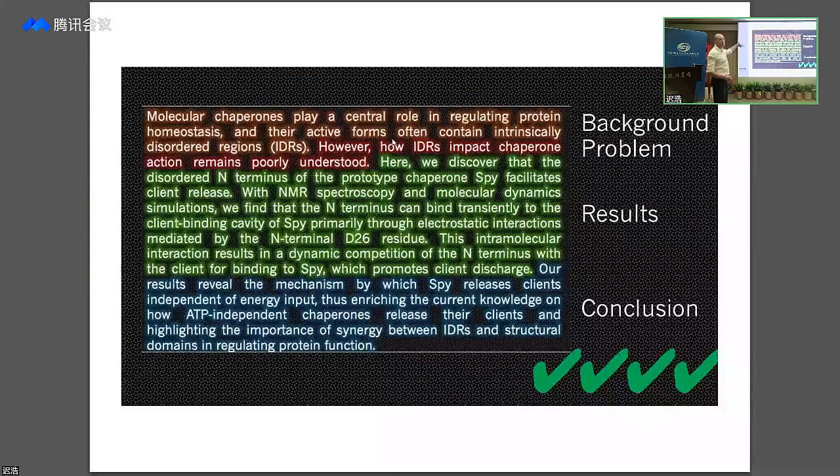We don't have to read through, you can have a look later on, but you can see this abstract contains background, it contains a problem statement, yeah. "However, how IDRs impact chaperone action remains poorly understood," yeah. So very clear problem statement, very good. Then you can see there's a results section and it has a conclusion section, yeah. So this is very good.